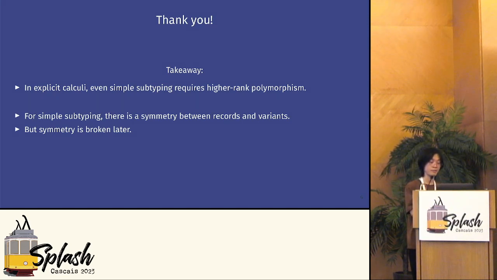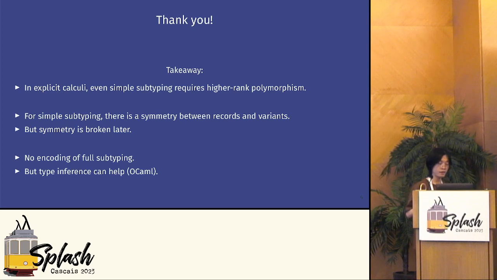But the symmetry is broken if you consider some more complicated forms of subtyping. And we have proved that there is no type-only encoding of full subtyping. But for languages like OCaml, it has type inference, so it can actually encode a restricted form of full subtyping. Thank you.